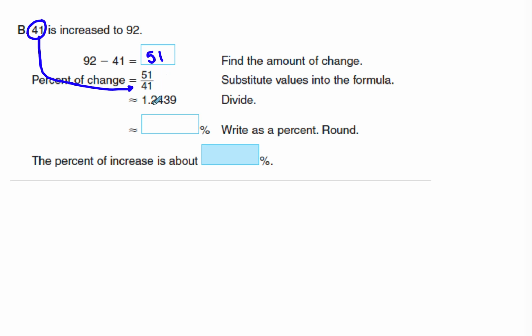51 divided by 41, and it gives us 1.2439. Then we need to make it into a percent. So we can take that times 100, or move the decimal 2 places to the right. It's the same thing. We get 124 point. Then I look at my next number, 3, and the number behind it. And I have to decide 124.3 or 124.4. That 9 rounds the 3 up, so it's going to be 124.4%.